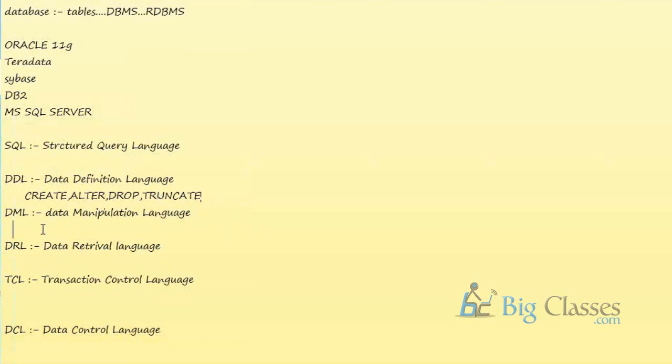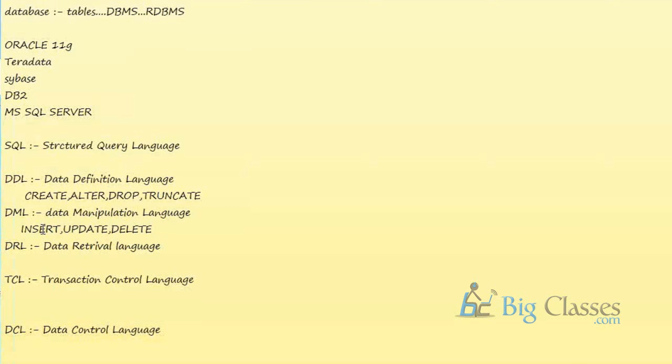DML means manipulation. Whenever you want to add data to the database tables, or remove data from the table, or modify some information, then we'll use a manipulation language. That is your insert, update, and delete. Insert is used to add a row to a table.